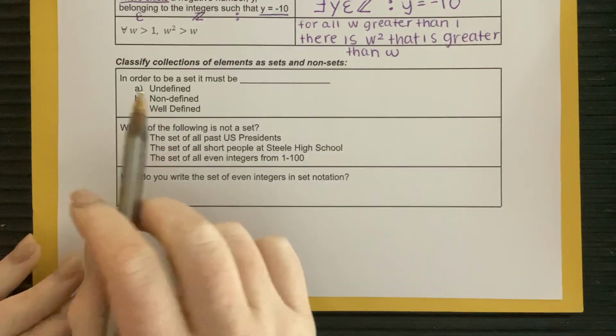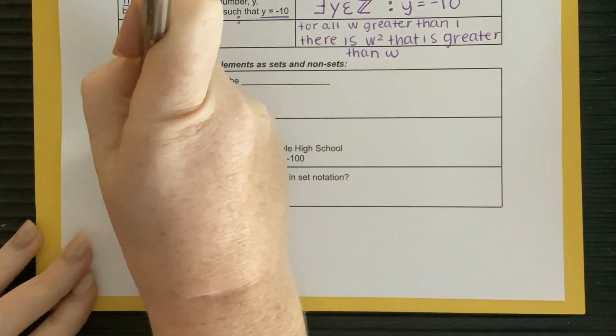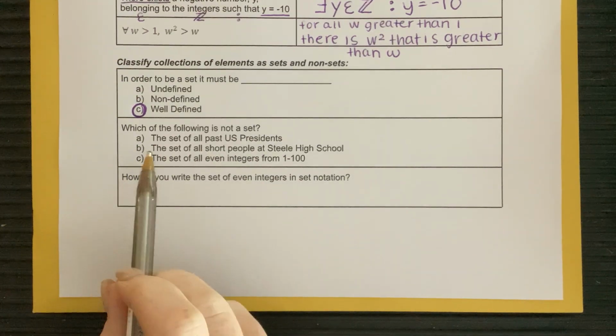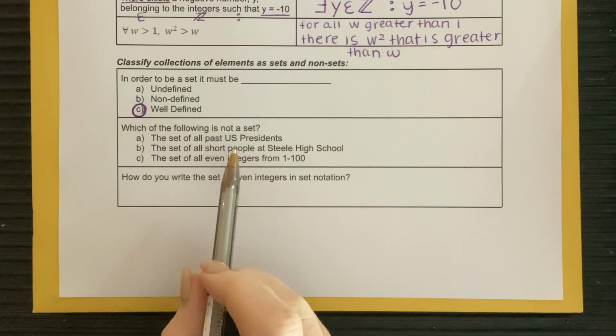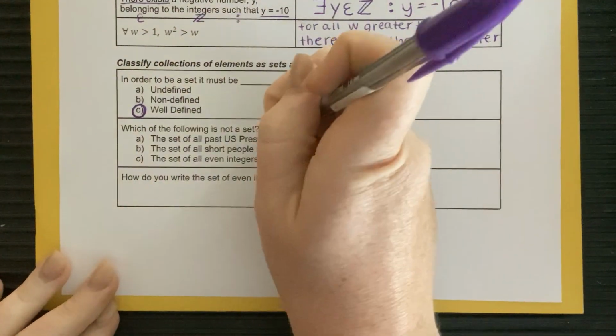So starting off with the definition, in order for it to be a set, it must be well-defined. That's really, really important. Well-defined. It has to have specific rules that it meets. There cannot be any ambiguity between it. So it cannot be vague at all. So if you look at this next one, which of the following is not a set? If you look at A, the set of all past U.S. presidents, that is set in stone. You either were a president or you weren't a president. There's no, well, they kind of were or this kind of was. So this is a set.